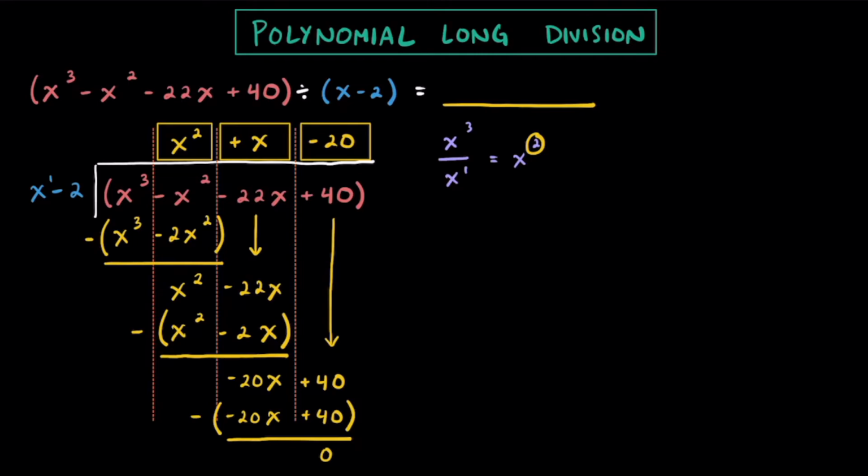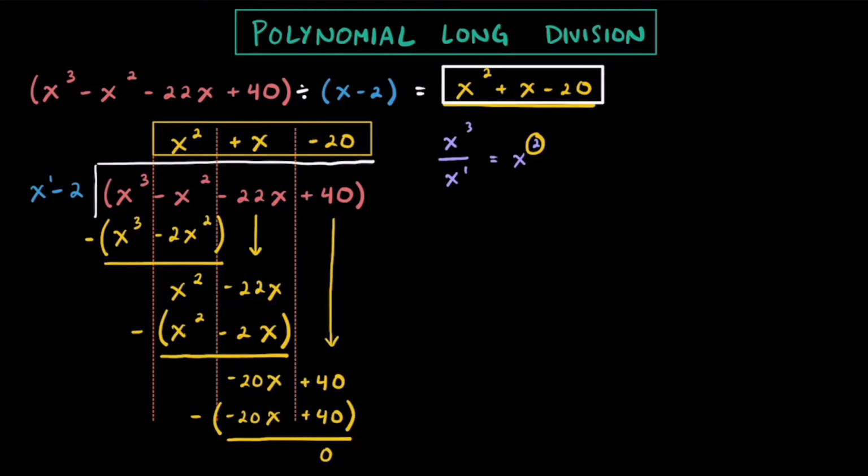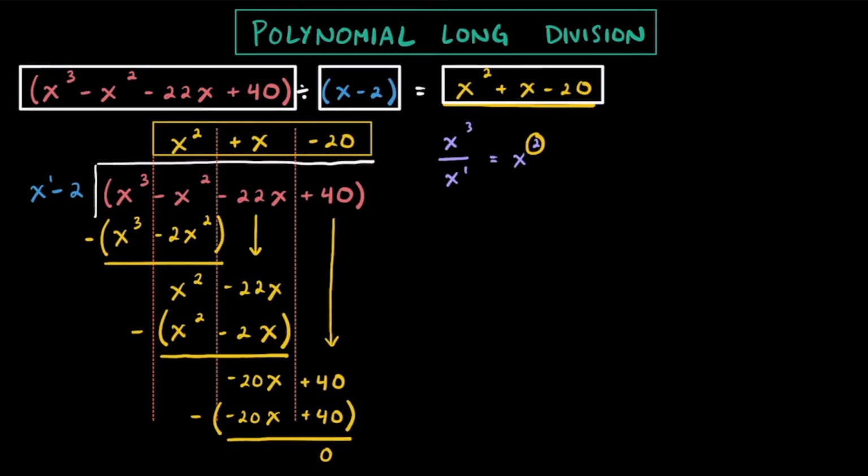Putting this all together, we can see that our quotient is going to be this quadratic polynomial of x squared plus x minus 20. And if you wanted to check this, you totally could. If you took this x squared plus x minus 20 and multiplied it by this binomial of x minus 2, you would get the original polynomial of x cubed minus x squared minus 22x plus 40. Well, that's an example of a polynomial long division problem that doesn't have a remainder. Let me show you one that does.